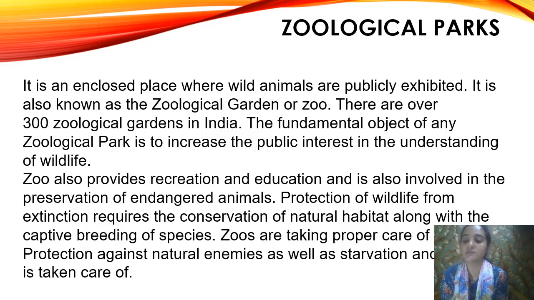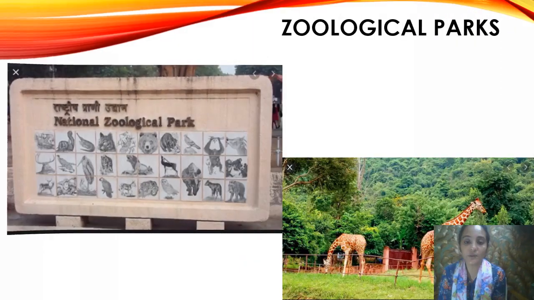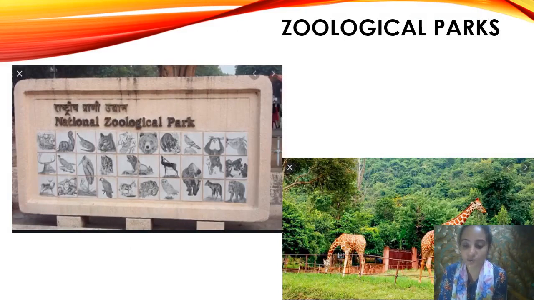So to prevent these things, we are keeping them in the zoological park, and by seeing these animals we can identify which class, which family, which order, and make a taxonomical categorization of these animals. So that is the zoological park, and I think all of you have visited a zoological park, especially the one in Delhi. This is the National Zoological Park in Delhi.